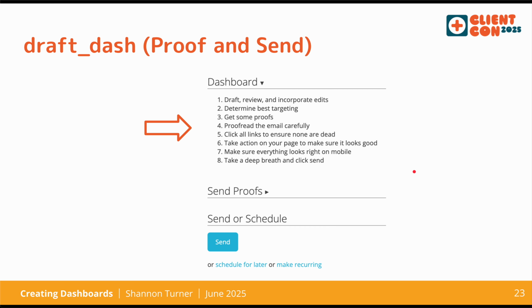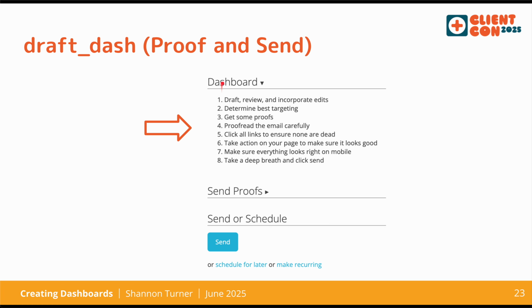So first off, let's take a look at the draft dash, the proof and send dashboard. So this appears above the send button on the proof and send screen of your mailing. By default, we don't show a dashboard on the proof and send screen, but we can if you create the draft dashboard. So if you add something to this special built-in dashboard, we're going to show that on the proof and send screen above the send button.